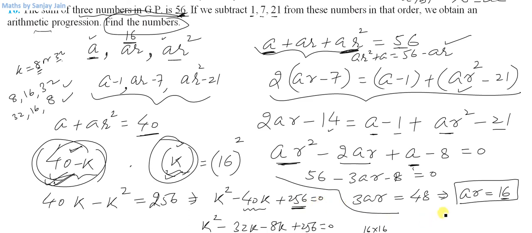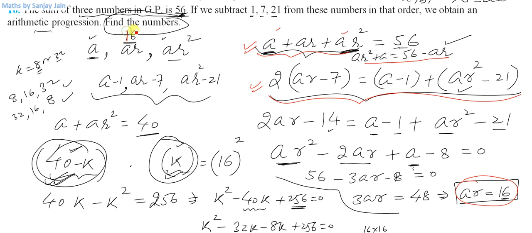I just used two steps in this question. Step number one was to write the given information mathematically. So these three numbers were in GP and their sum is 56, so I have written it. These three numbers were in AP, so I could write this. Now after simplifying it, I simply replaced AR squared plus A in this by 56 minus AR. So that gave me the value of AR, which is one of the terms.